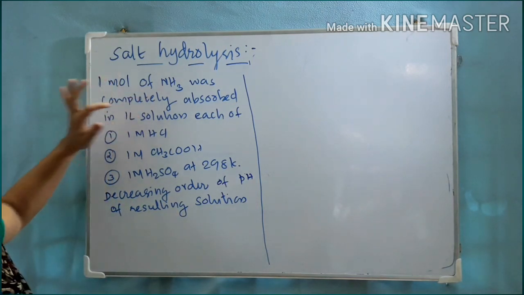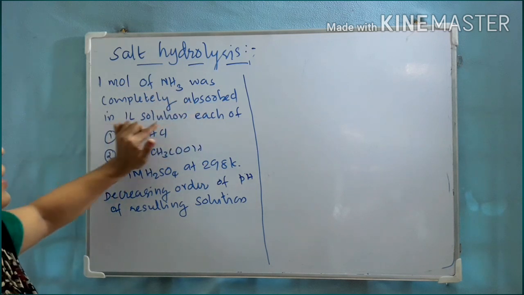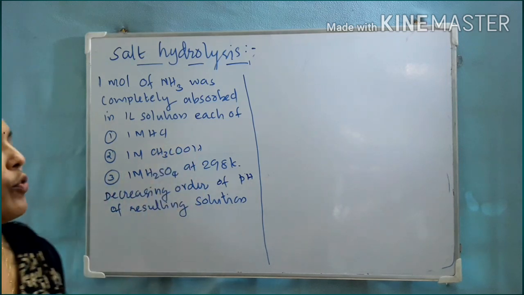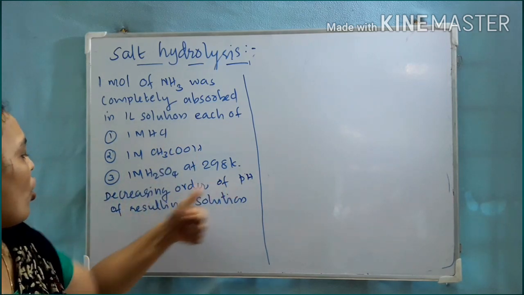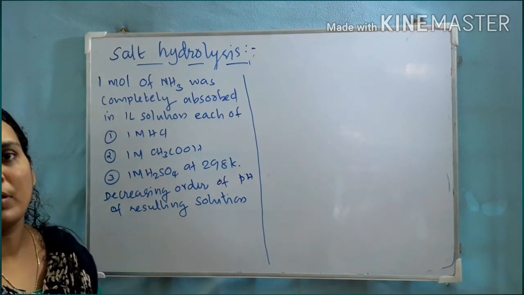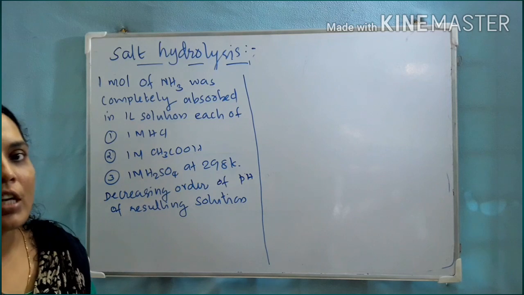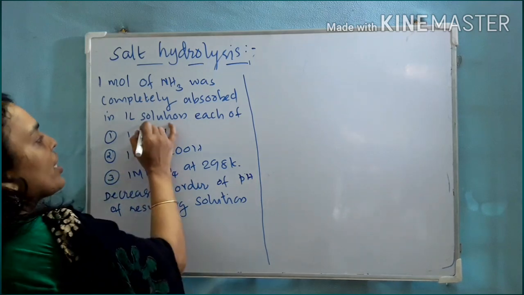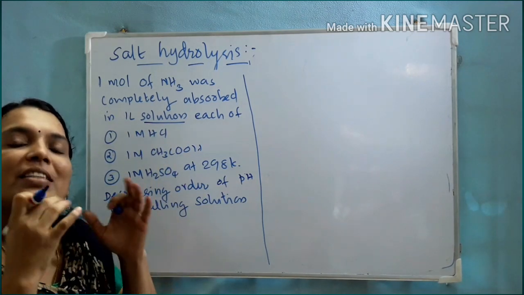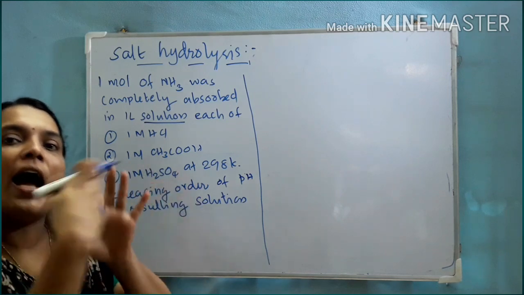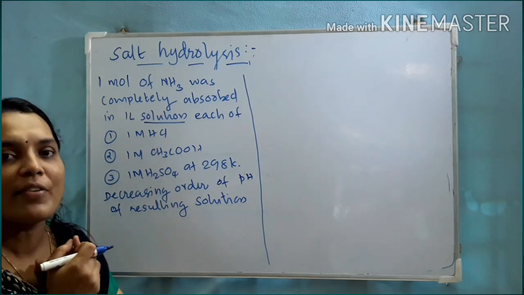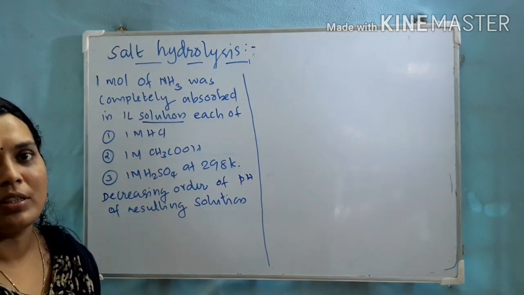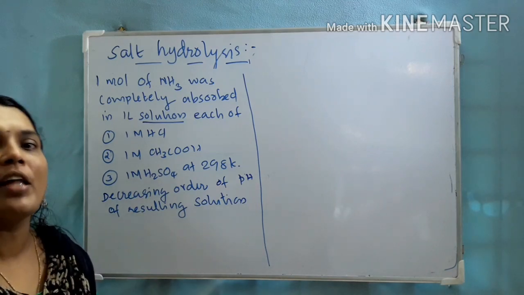Let us see a problem. Look here: 1 mole of ammonia was completely absorbed in 1 liter solution each of 1 molar HCl, 1 molar acetic acid and 1 molar H2SO4 at 298 Kelvin. Give the decreasing order of pH of the resulting solutions. When you observe this question, first you have to identify that ammonia is reacting with the solutions of these, in water. That means it forms a salt and can undergo hydrolysis. That is the first thing we identify. So what type of solution it is forming, that we have to identify.